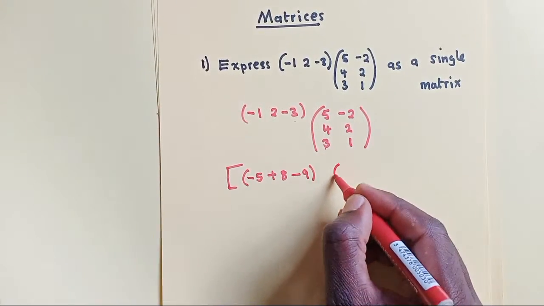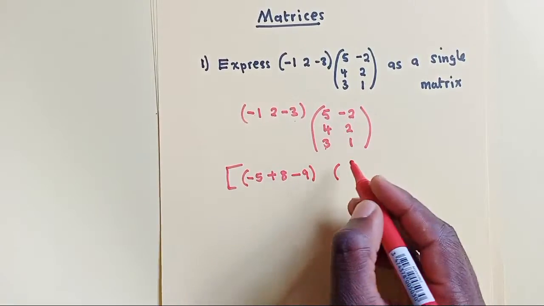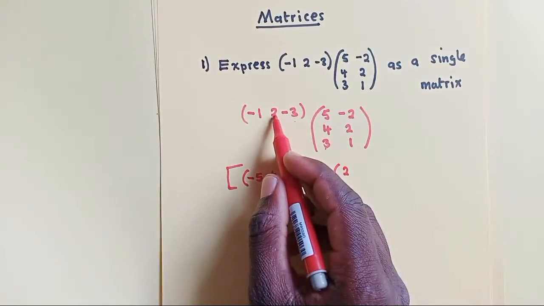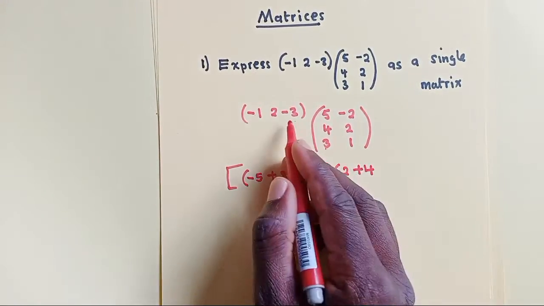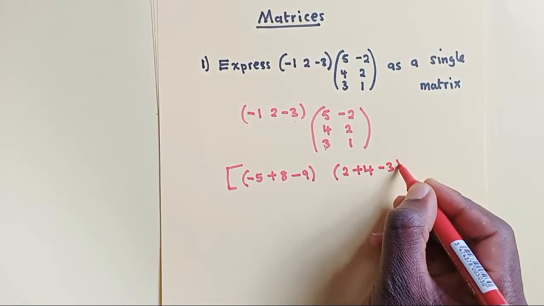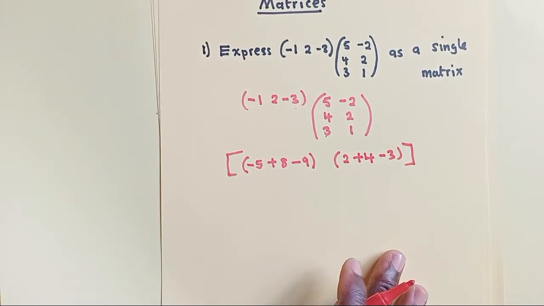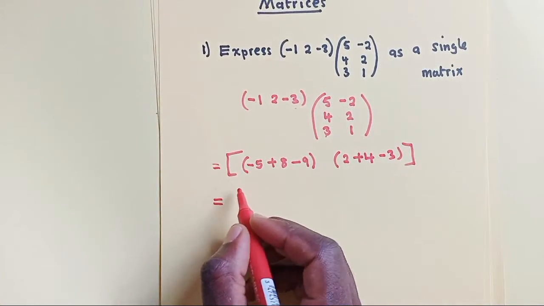So next, you open. You say -1 multiplied by -2, it's 2. 2 multiplied by 2, it will be +4, so +4. -3 multiplied by 1, it will be -3. So we're done there. We're almost there. We're done with this part.